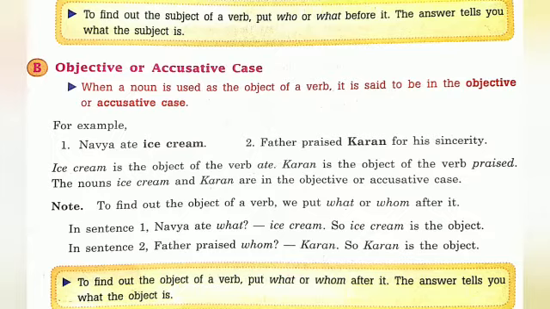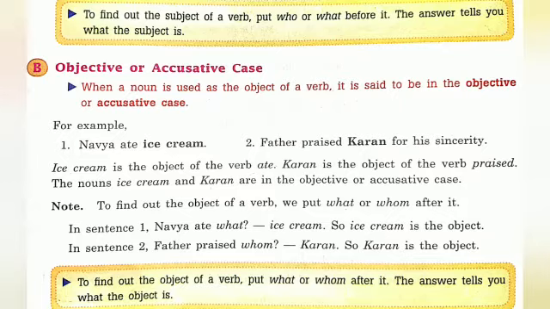It is also called accusative case. So when noun is used as an object, it is called objective case. How? Like see this example. Navya ate ice cream. Navya ने ice cream खाई. So ice cream is what? It is a noun. But what is the role of this noun in the sentence? Role is object. So when any noun is used in a sentence as a subject it is called subjective case or nominative case, but when any noun is used in a sentence as an object, that is called objective case, right?